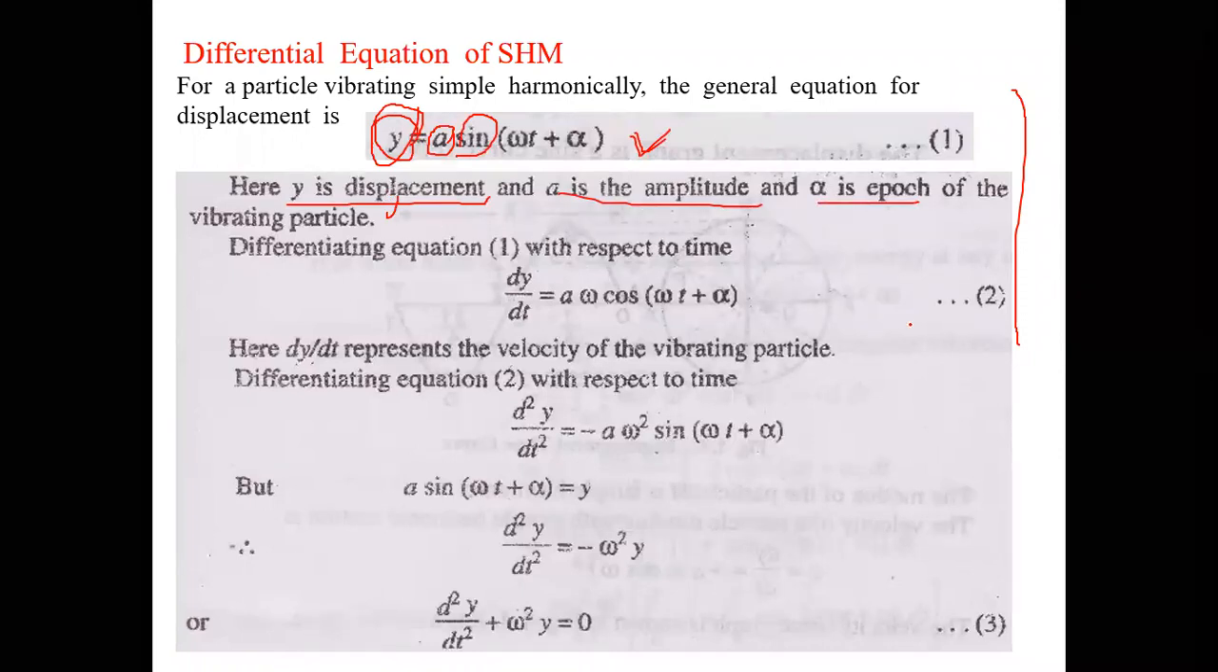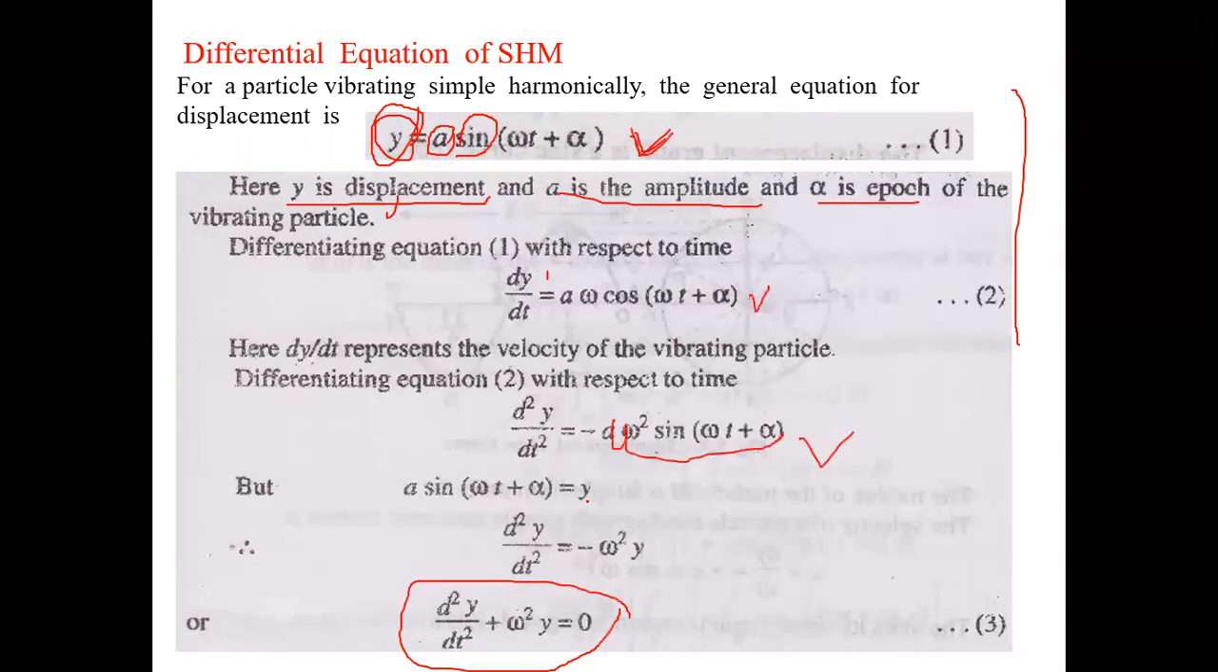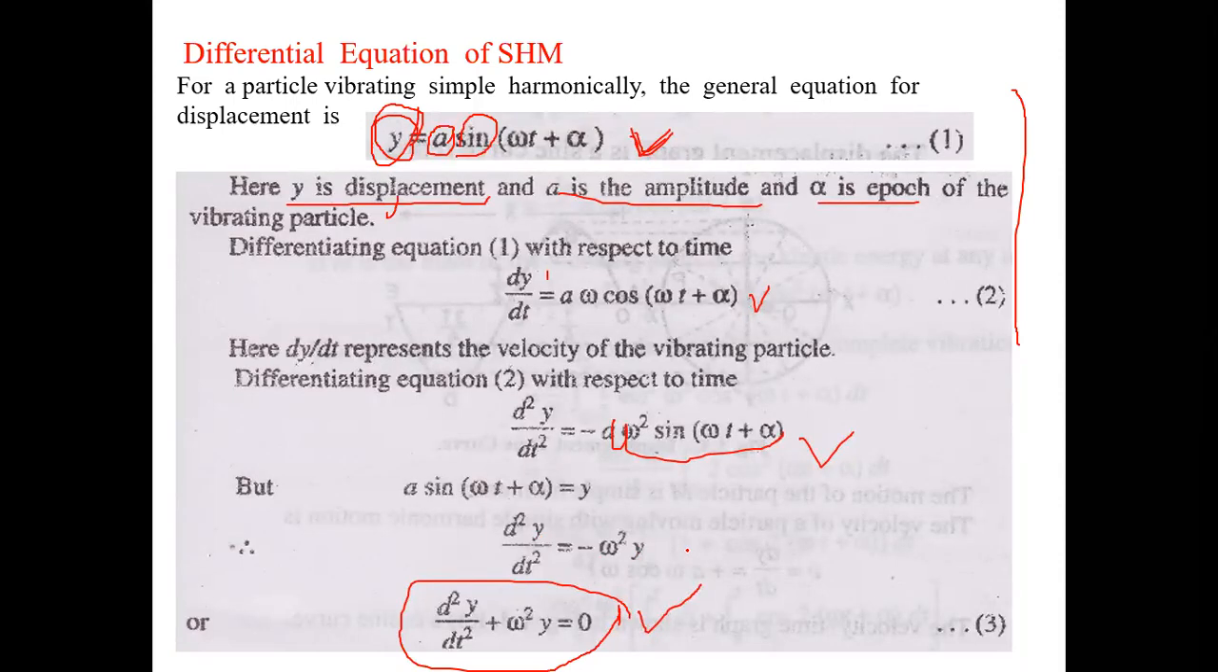Now we are going to derive the differential equation of a simple harmonic motion. As this is the displacement of the vibrating particle, if you differentiate this one, you will get this equation, and then if you differentiate it again, you will get this equation. You know that a sin(omega t plus alpha) equals y, so d square y by dt square is minus omega square y, and if you bring it to the left hand side, this will be 0. So this equation 3 is the differential equation of a simple harmonic motion.